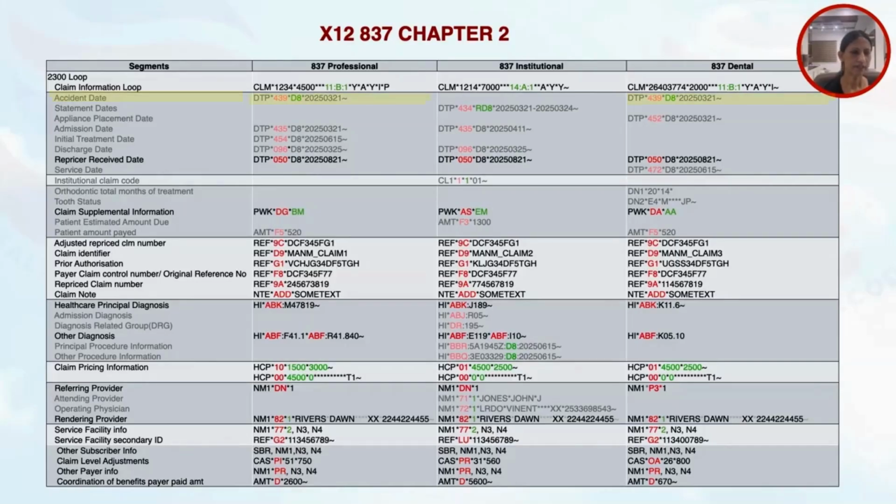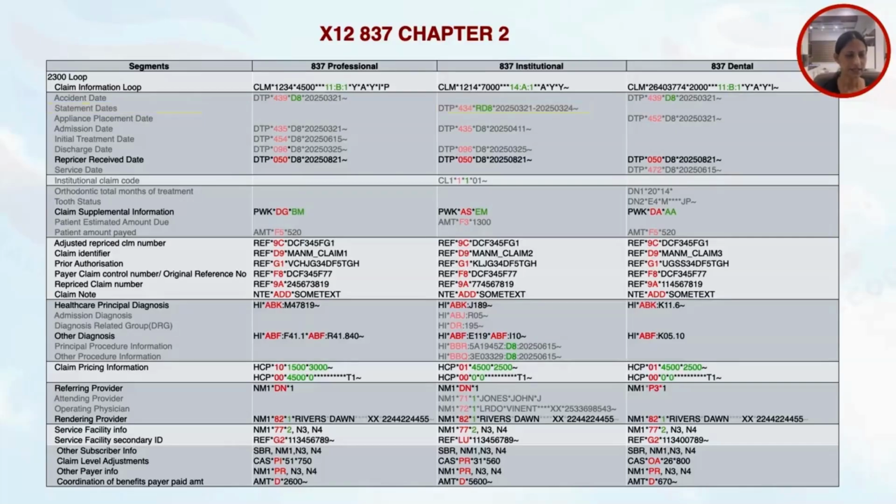For example, the accident date is always identified by DTP01 equal to 439. So wherever you see a DTP*439, you should understand that they're talking about the accident date. This accident date is part of the 837P and D transaction sets. And the accident date uses the format D8. Then the statement dates use the format RD8.